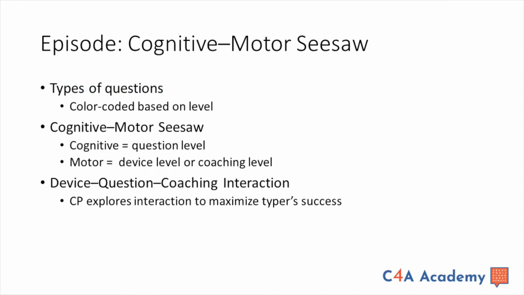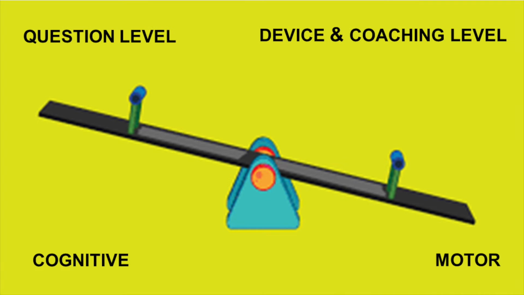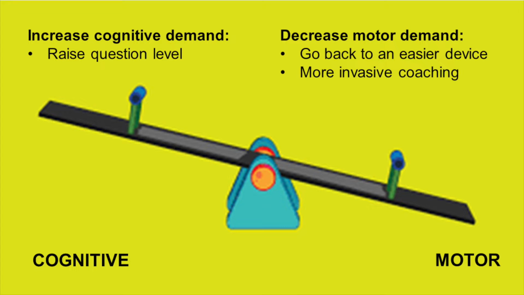In this episode, you will learn about the different types of questions that are color-coded according to their levels and how they affect the cognitive motor seesaw. The cognitive side of the seesaw is the question level, and the motor side refers to the device level or coaching level. You will see how when you increase the cognitive demand on the student by increasing the level of the question, you may need to decrease the motor demand by going back to an easier device or using more invasive coaching.